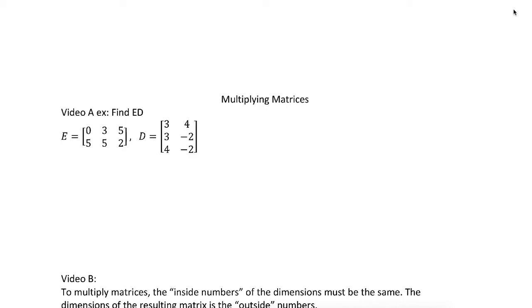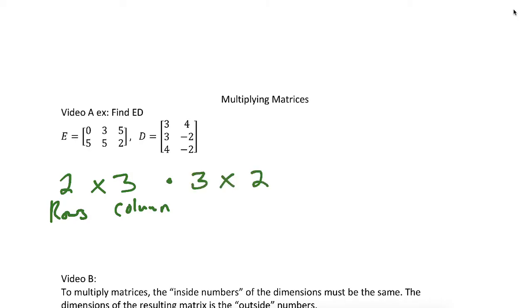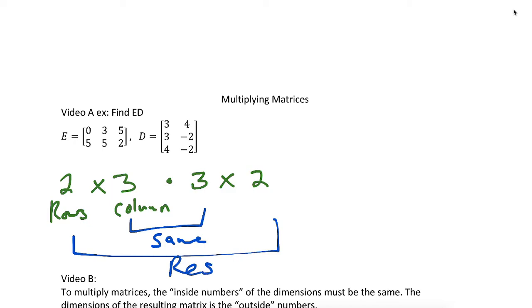When you're looking at whether you can multiply a matrix, if you look at this, this has 2 rows by 3 columns. And it's being multiplied by one that has 3 rows and 2 columns. When you're multiplying matrices, here's the rule. These have to be the same, and this is the result. So you can multiply matrices if that's true.